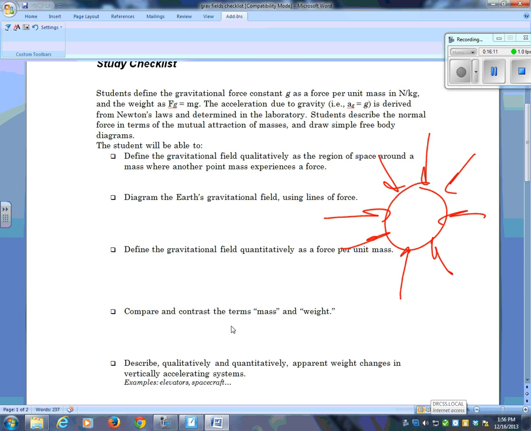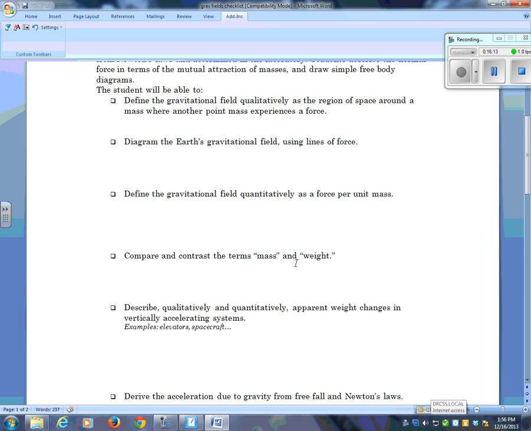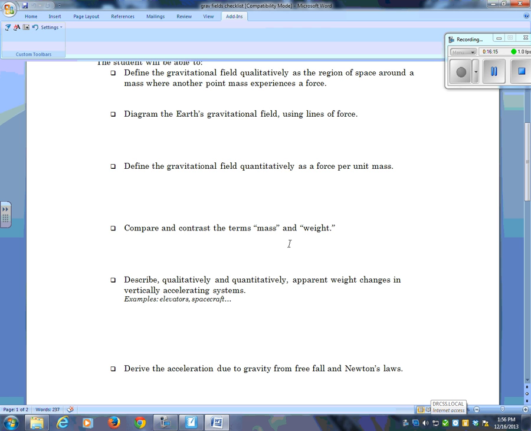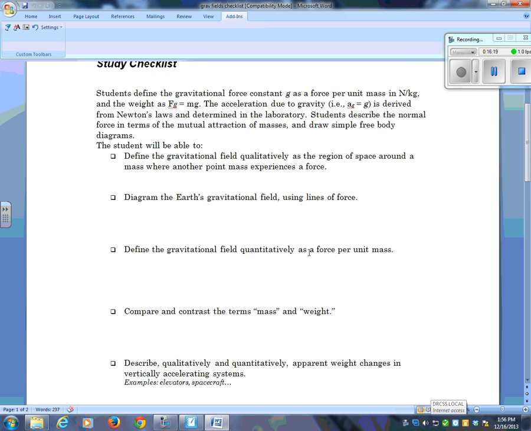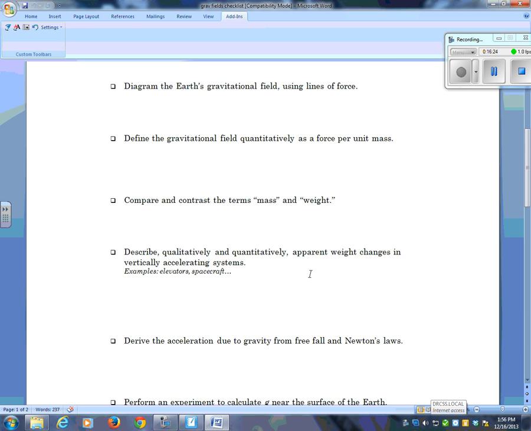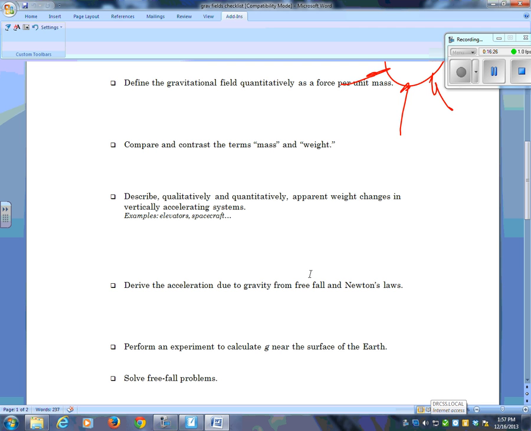You need to be able to compare and contrast the terms mass and weight, which means, do you know that mass is the amount of stuff and weight is the gravitational force? Could be, or I could ask for an explanation of some kind.